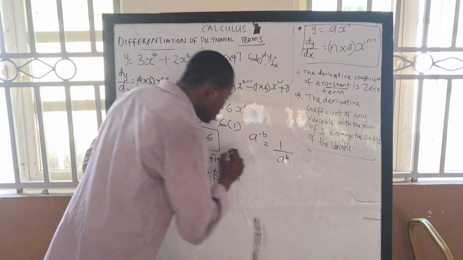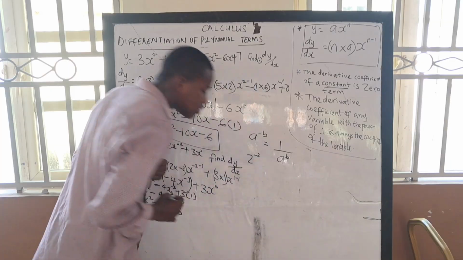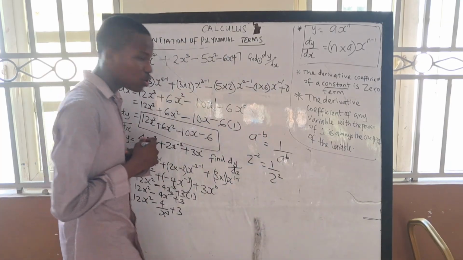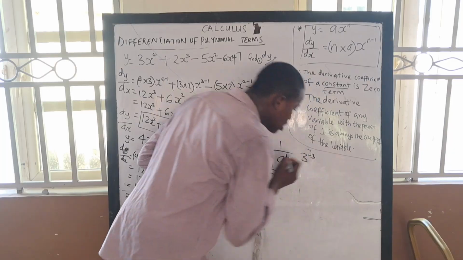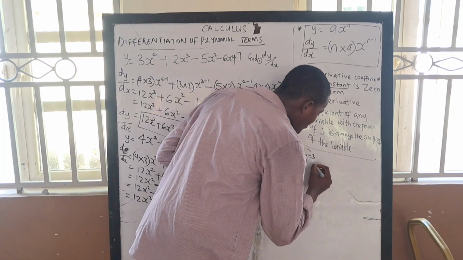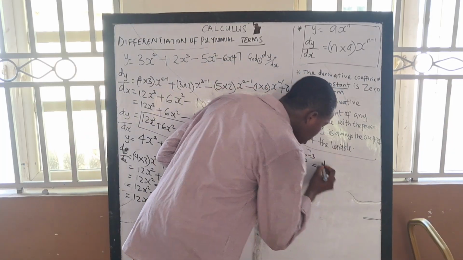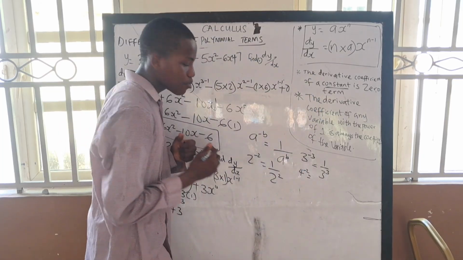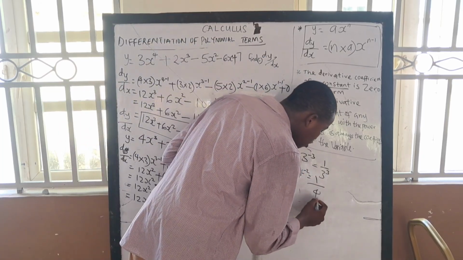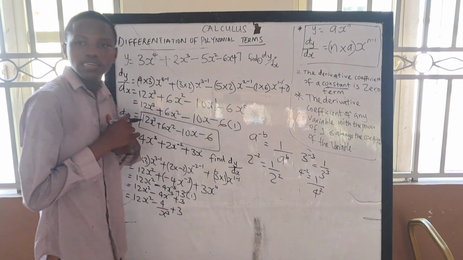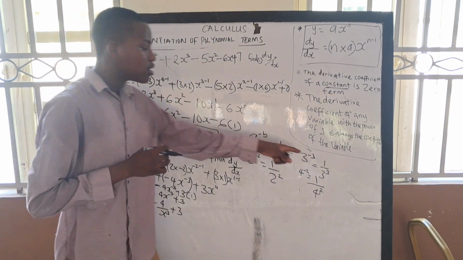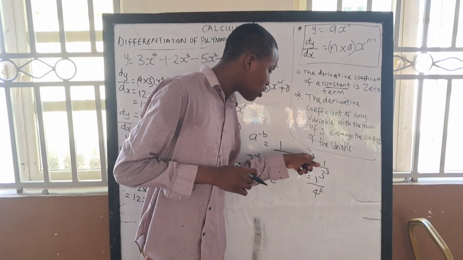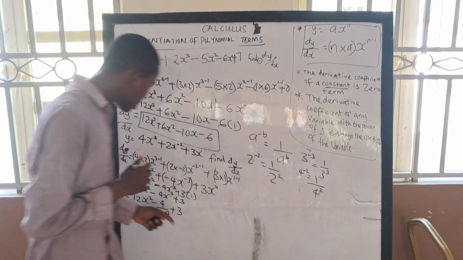Right? If you have 2 raised to power minus 2, the same as 1 over 2 raised to power 2. Or if I have 3 raised to power minus 3, the same as 1 over 3 raised to power 3. If you have 4 raised to power minus 2, the same as 1 over 4 raised to power 2. So that's 1 over that number raised to the power given. So that's what I did here.